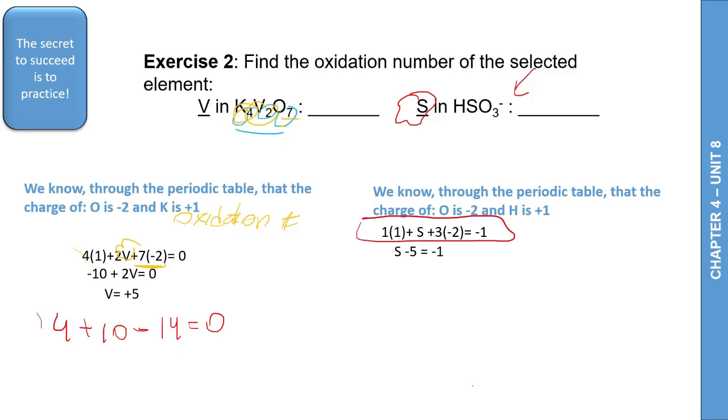So what is the oxidation number for sulfur? Why did we put -1? Because of the charge of the polyatomic ion. Sulfur must be +4. You can always double check by putting the values in our equation again and checking if you really have -1. In this case, it would be 5 minus 6 is equal to -1. So it's easy to solve. Pay attention to the rules. Don't forget. That's it. That's all.